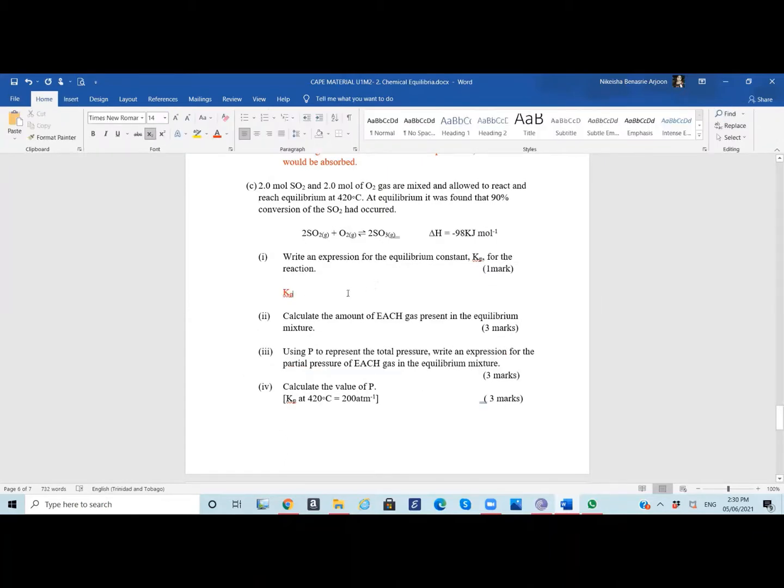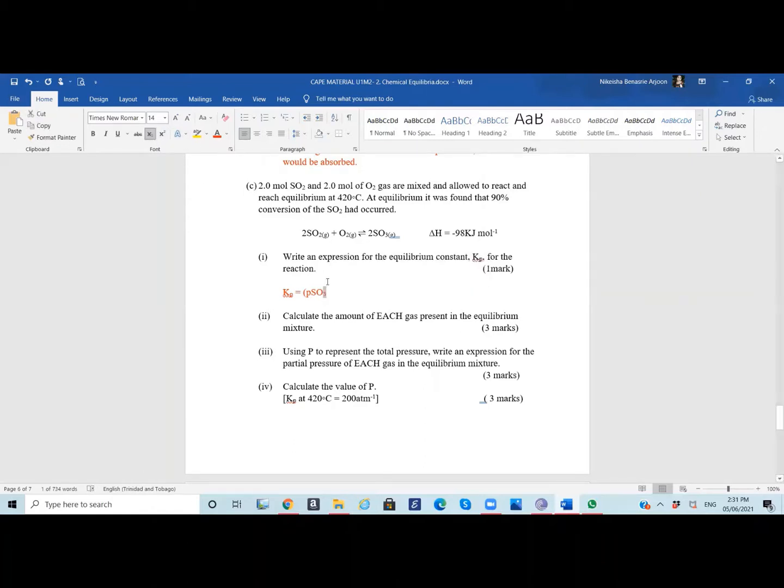Okay, so Kp would be equal to SO3 squared, 2 SO3. So let me pause you there. It's going to be P SO3, PSO3, since it's Kp, partial pressures. Yes, we're looking at that because the system is gases.